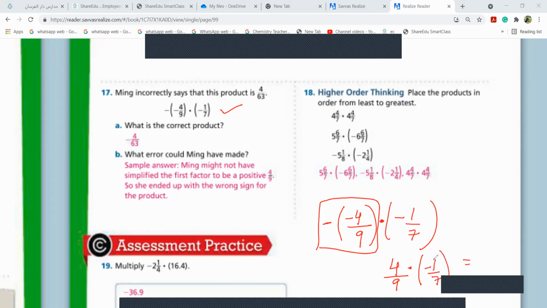Let me multiply. Now there is one positive and one negative, so my answer is negative. 4/7 times 9 is 63. And he got a positive. So what is correct? Correct is minus 4/63. You know what mistake he made. Maybe he forgot this minus. He just did this and got a positive answer. But we have to remember this minus sign.